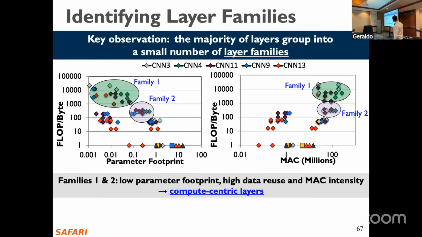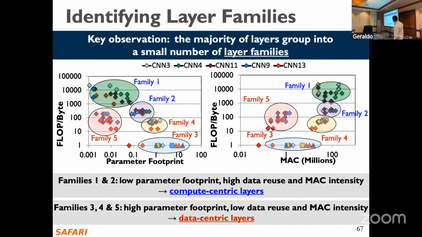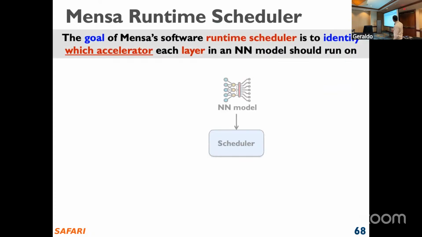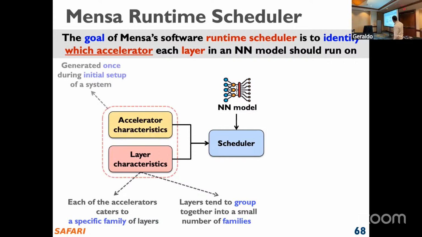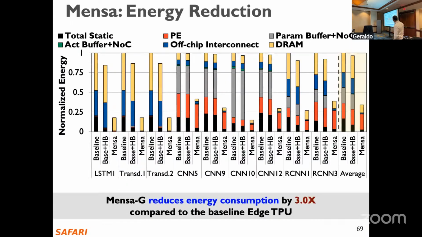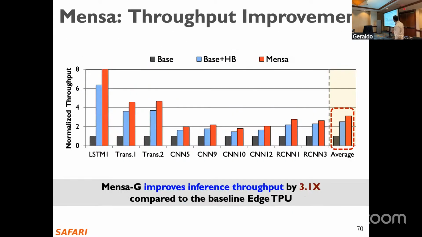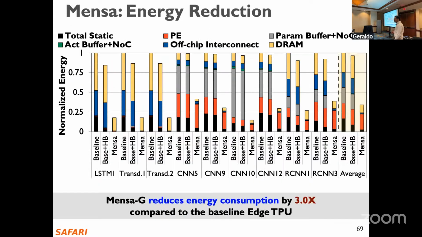So the question here is, how can you identify those layer properties? Again, we can cluster those layers into a family of layers that are more compute-centric, and a family of layers that are more memory-centric. And then during the runtime, we can design a scheduler that gets the layer characteristics and dispatches them to the appropriate accelerator. By doing so, we can significantly reduce energy consumption compared to the monolithic accelerator because you don't run into underutilization problems.